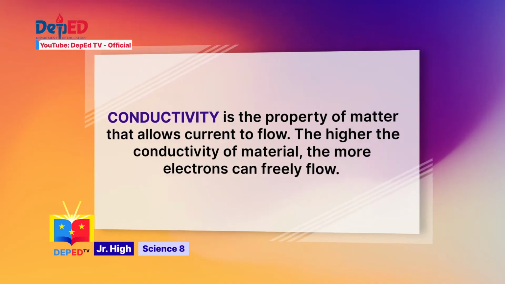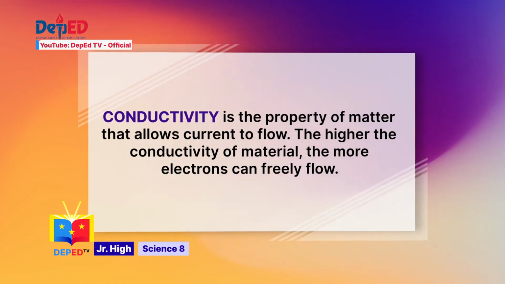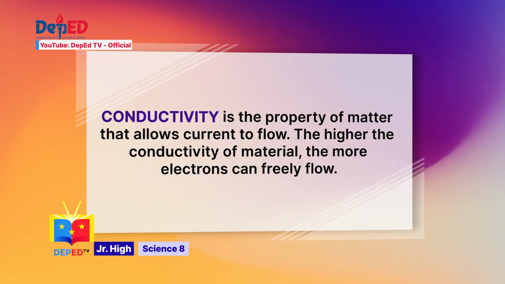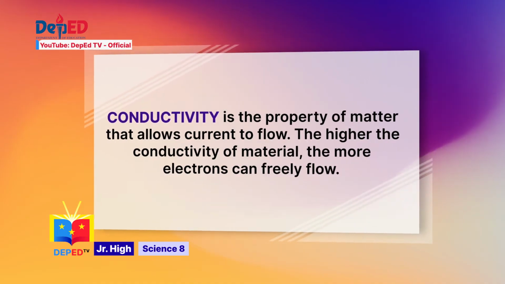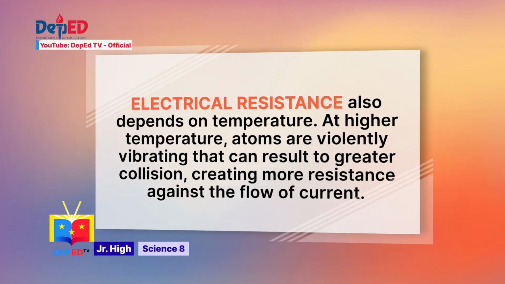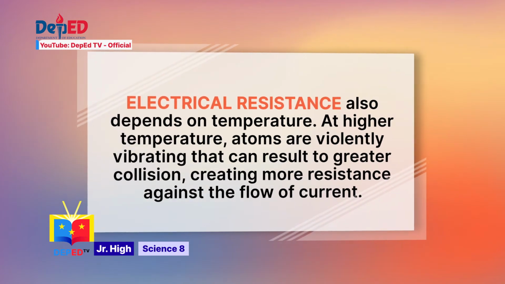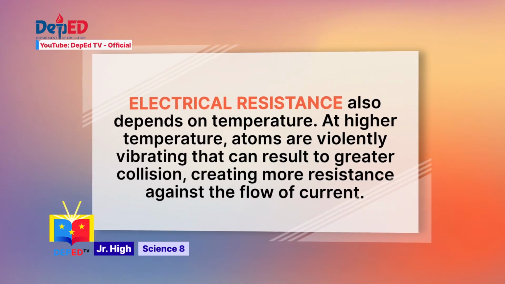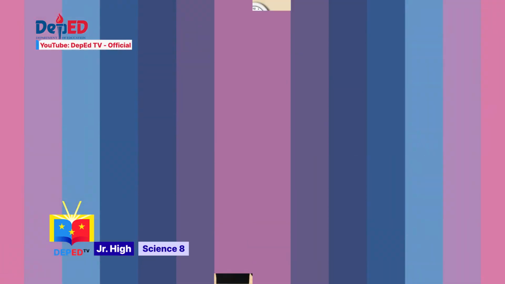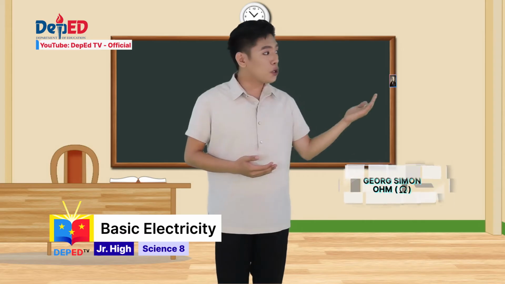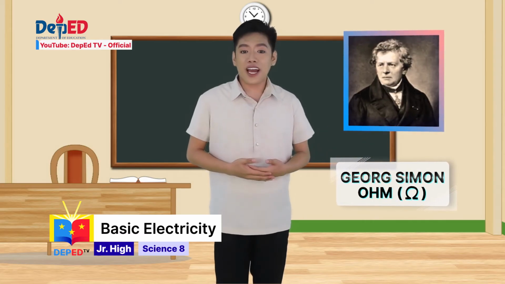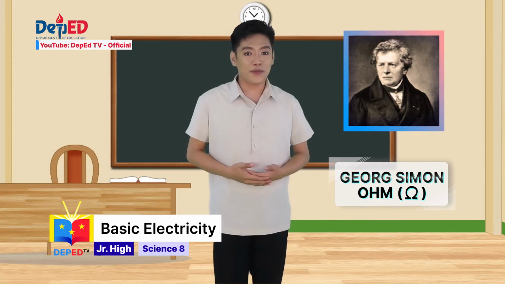Conductivity is the property of matter that allows current to flow. The higher the conductivity of the material, the more electrons can freely flow. Electrical resistance also depends on temperature. Atoms violently vibrate at higher temperatures, which results in greater collision, creating more resistance against the flow of current. Electrical resistance is measured in ohms, named after George Simon Ohm, with the Greek letter omega as its symbol.